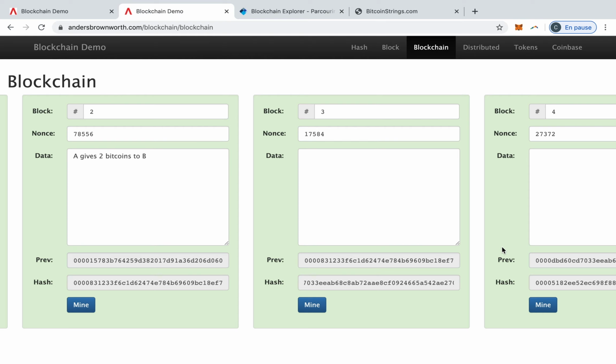So well done. I strongly recommend you manipulate this website so you really see what mining means. Congratulations, you understood what mining means.